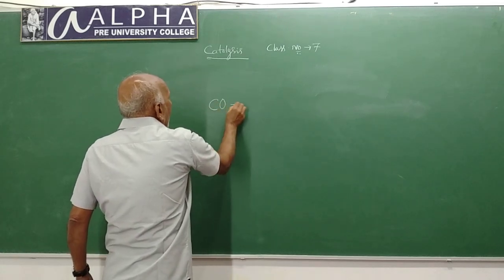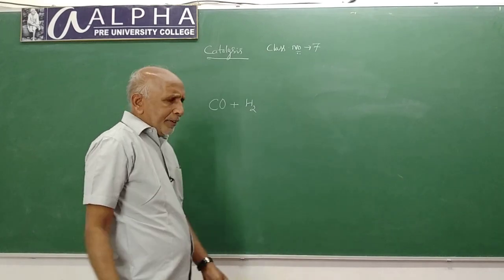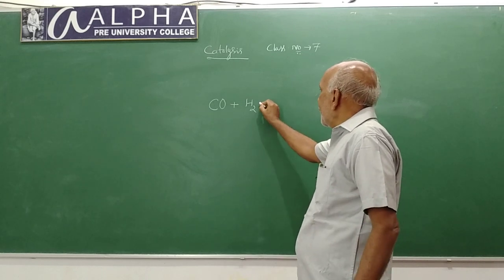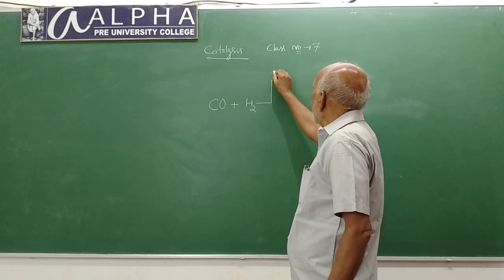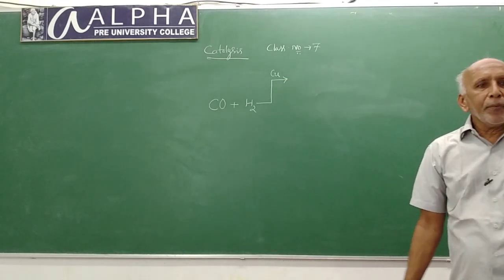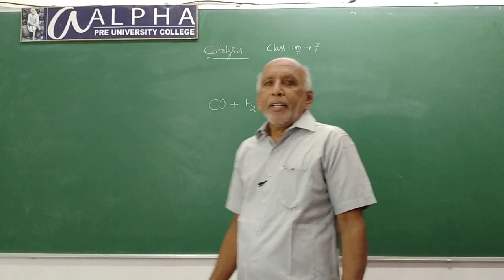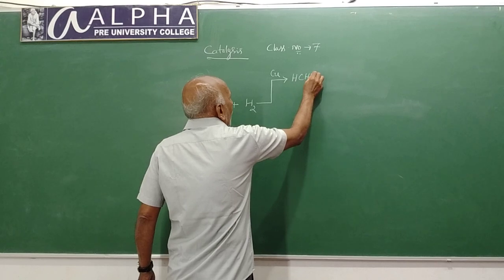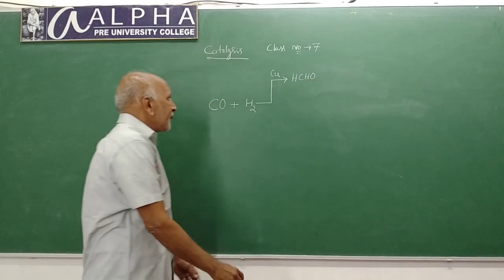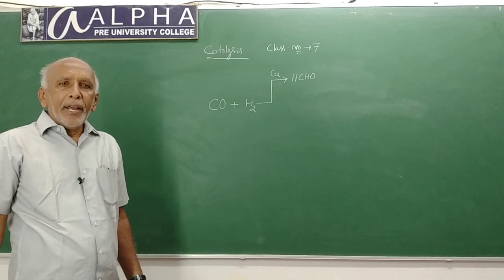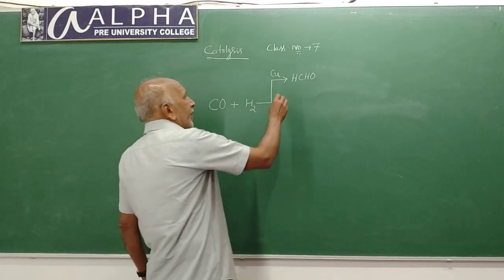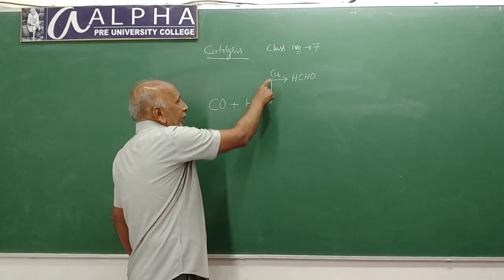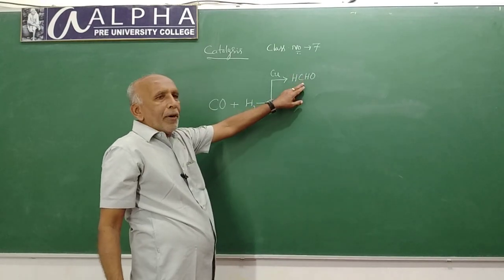Reaction between carbon monoxide and hydrogen. It is nothing but reduction of carbon monoxide. Say, in this reaction, if you use copper as catalyst, these two react to form HCHO as product, that is formaldehyde, or you can say it is methanol. If you use copper as catalyst in this reaction, you will get formaldehyde.